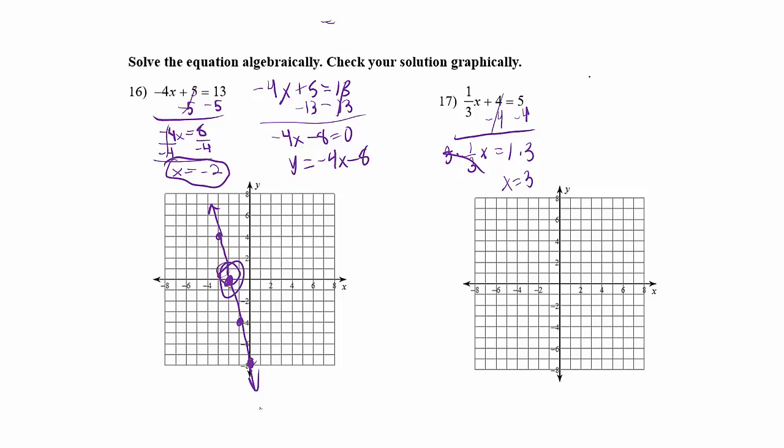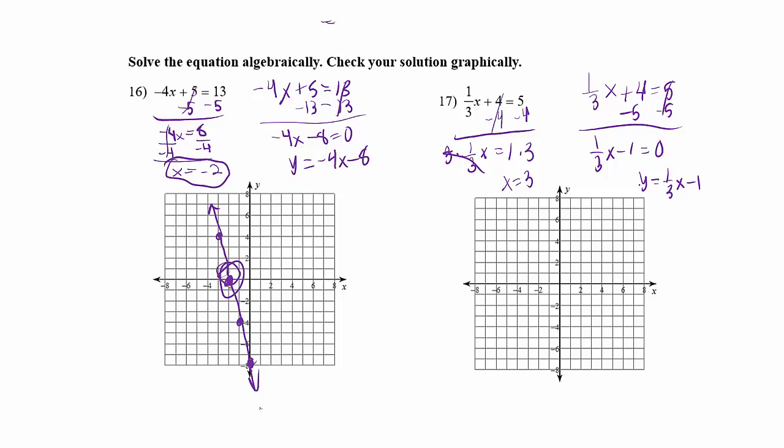So now I'm going to do it again, where I just get everything on the same side. Subtract 5 and get 1/3 x minus 1 equals 0. That's y equals 1/3 x minus 1.